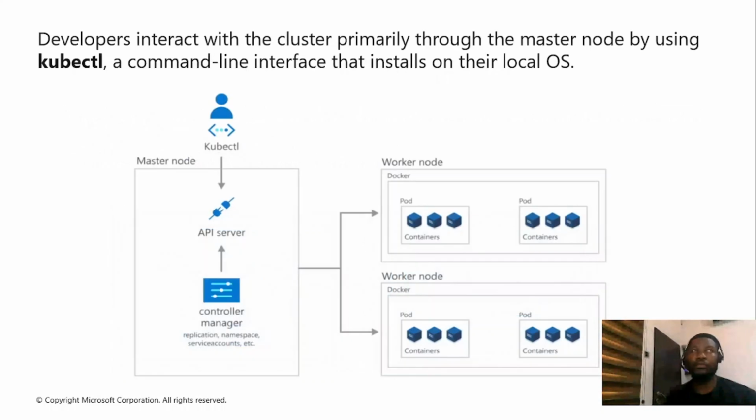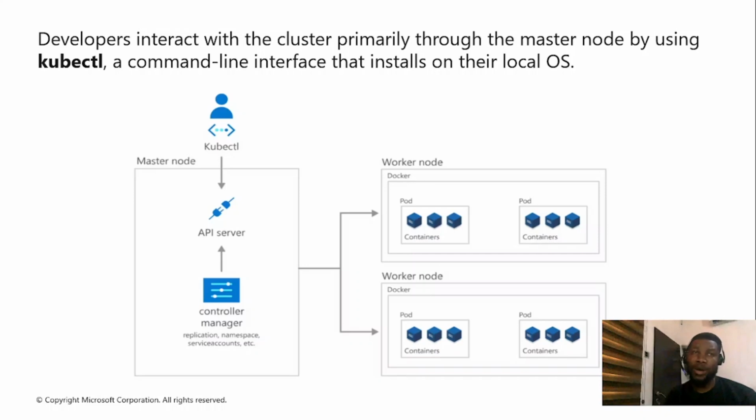You can also see this. Developers and operators interact with the cluster primarily through the master node by using kubectl, a command line interface that installs on their local OS. Commands issued to the cluster through kubectl are sent to the kube API server, the Kubernetes API that resides on the master node. The kube API server then communicates requests to the kube controller manager in the master node, which is in turn responsible for handling worker node operations.